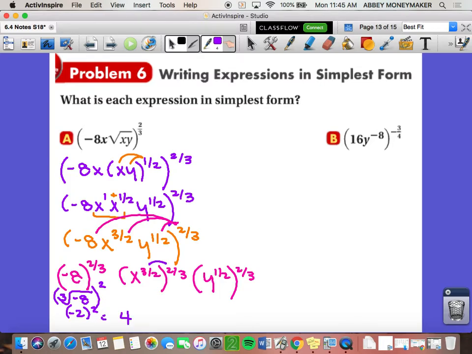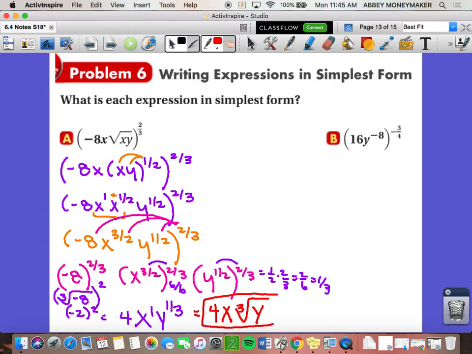3/2 times 2/3, that gives me 6/6, so that just reduces to x to the first. And then 1/2 times 2/3 equals 2/6, which is 1/3. So I would have y to the 1/3 power, but we want to write our final answer in radical form. So we would say 4x times the cube root of y.